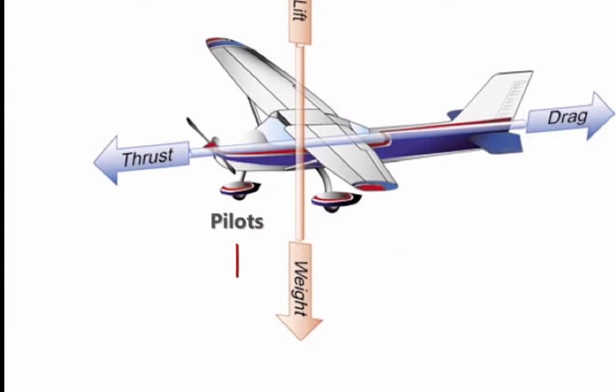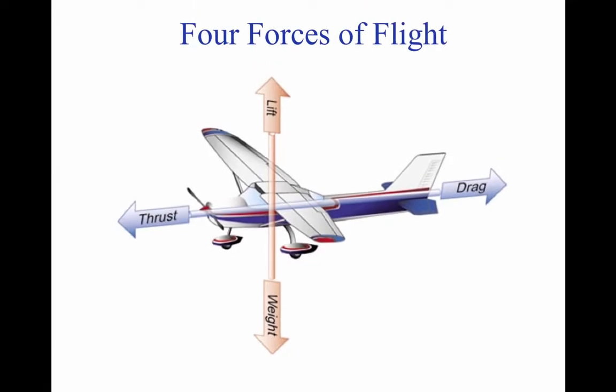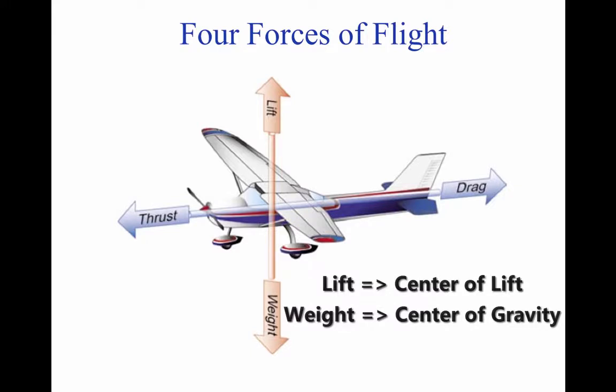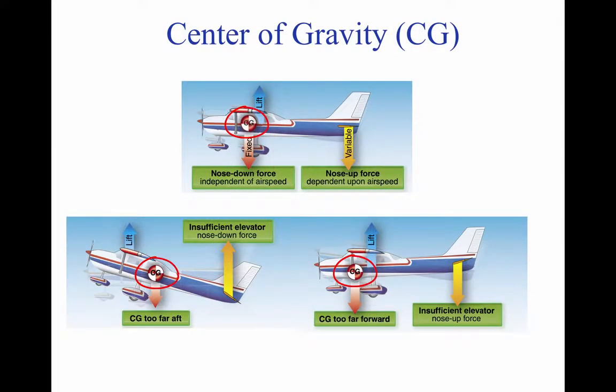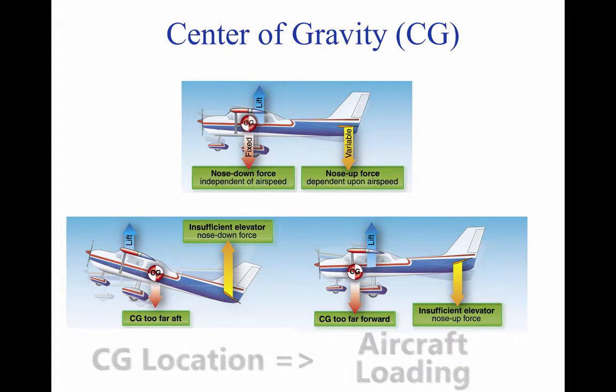Everything in the plane, pilots, luggage, fuel, and even the plane itself are pulled down by gravity, causing the aircraft to have weight. Lift and weight always act through the airplane's center of lift and center of gravity, respectively. Center of gravity is the point on the aircraft in which, if the airplane were suspended, it would remain level. The position of the center of gravity is very important for aircraft and can be affected by the installation of onboard equipment, aircraft loading, and other factors.